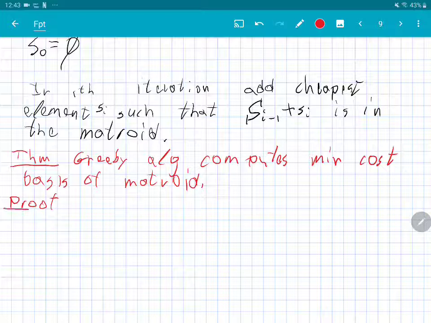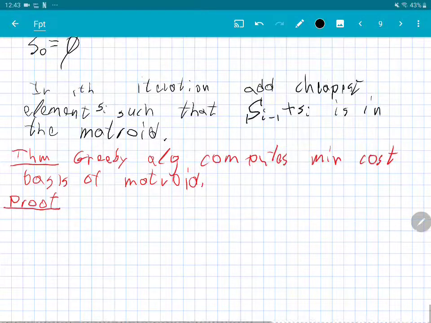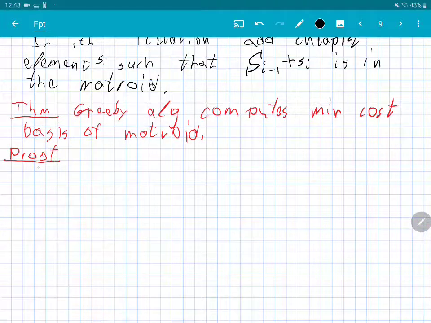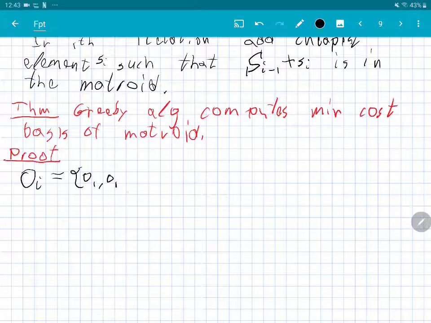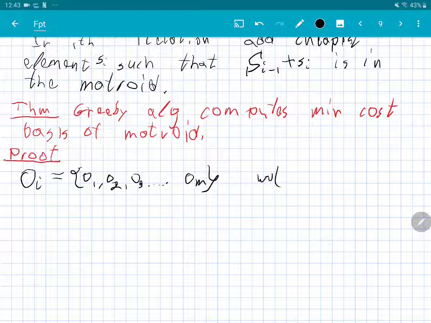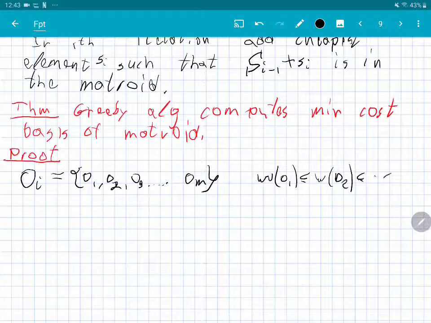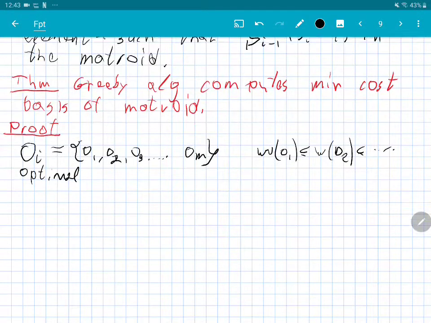So everything here is polynomial. Okay, so the proof is the usual greedy nonsense. We're going to look at the optimal basis, and we're going to order the elements O1, O2, O3, up to O_M, let's assume the size of the basis is M. This is the optimal basis, and I'm going to assume that this is a monotone increasing ordering. The cost of the first element is smaller than the cost of the second element in the optimal solution, and so on. And O_i is just the prefix.